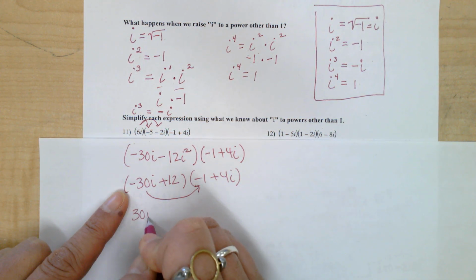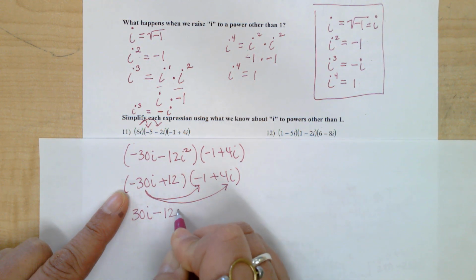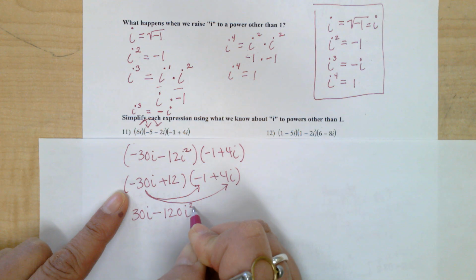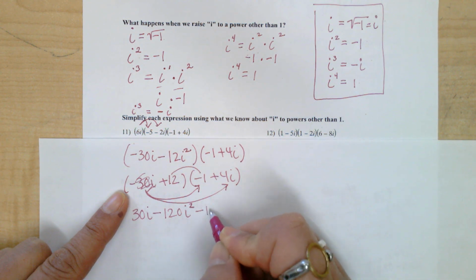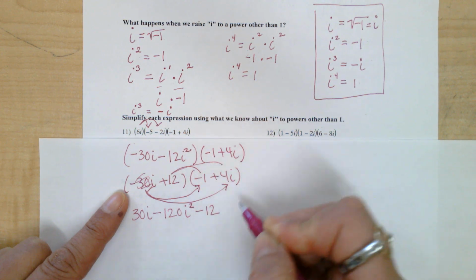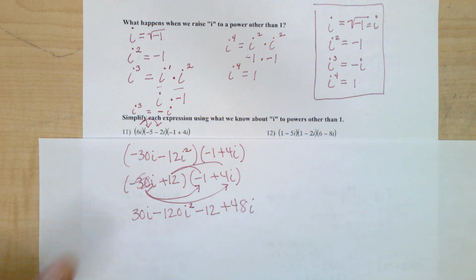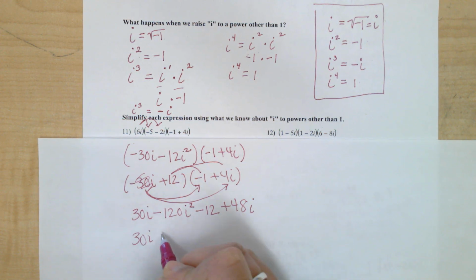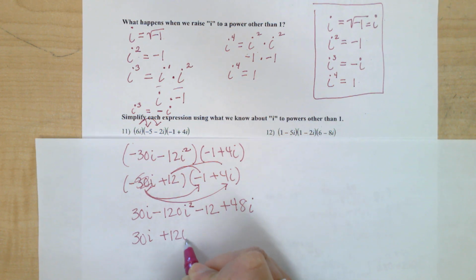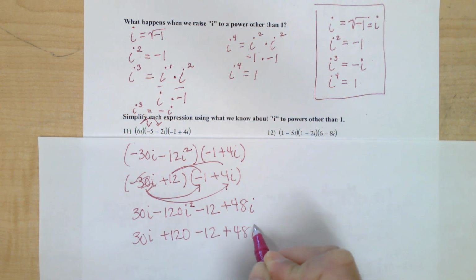That's going to be +30i and then -120i squared. That's out. 12, -12, and +48i. Excellent. Okay, so let's change. Yep, this is 30i. Let's change this, makes this positive 120 minus 12 plus 48i.